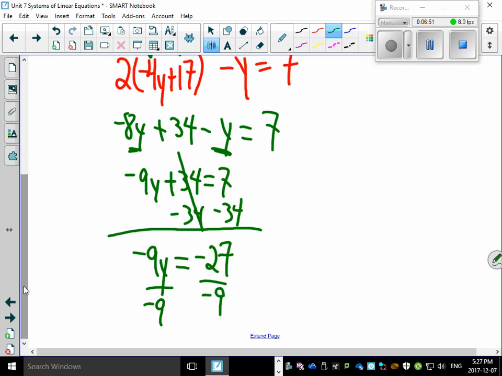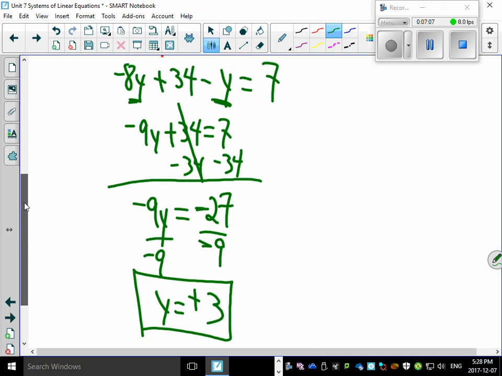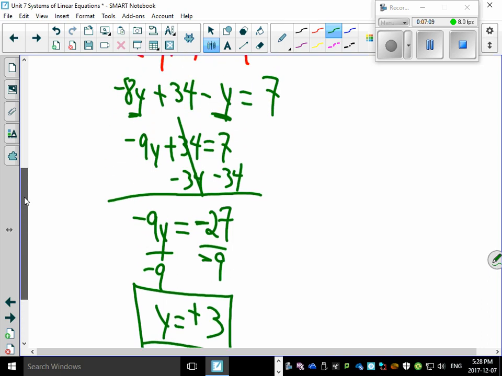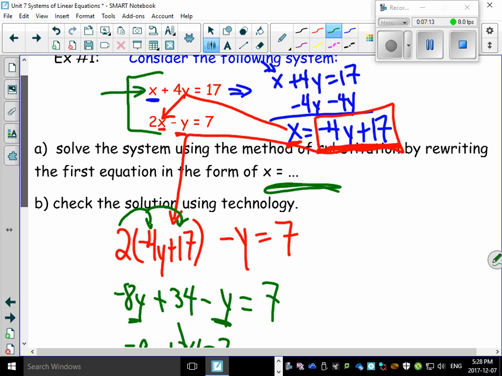Look how pretty this works out to be. It works out to be y equals, a minus and a minus cancel, giving you a positive 3. Oh my goodness. y equals 3. That wasn't so tough. Now, take that 3 and plunk it back into one of the original equations. And it doesn't matter which one. You can plunk it into this equation or into that equation. Remember, you found out y equals 3.